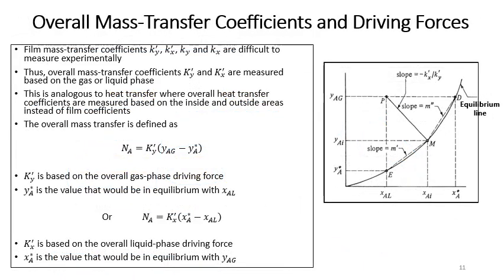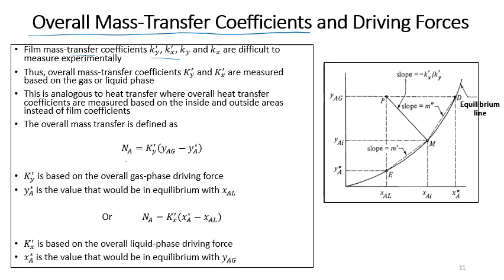Okay, so now we will talk about, instead of using film mass transfer coefficient, we will instead use overall mass transfer coefficient and the driving force. Because previously we only used the film mass transfer coefficient, the small k for y, x, prime or not prime, depending on whether it's equimolar counter diffusion or diffusion of A through stagnant gas or liquid.